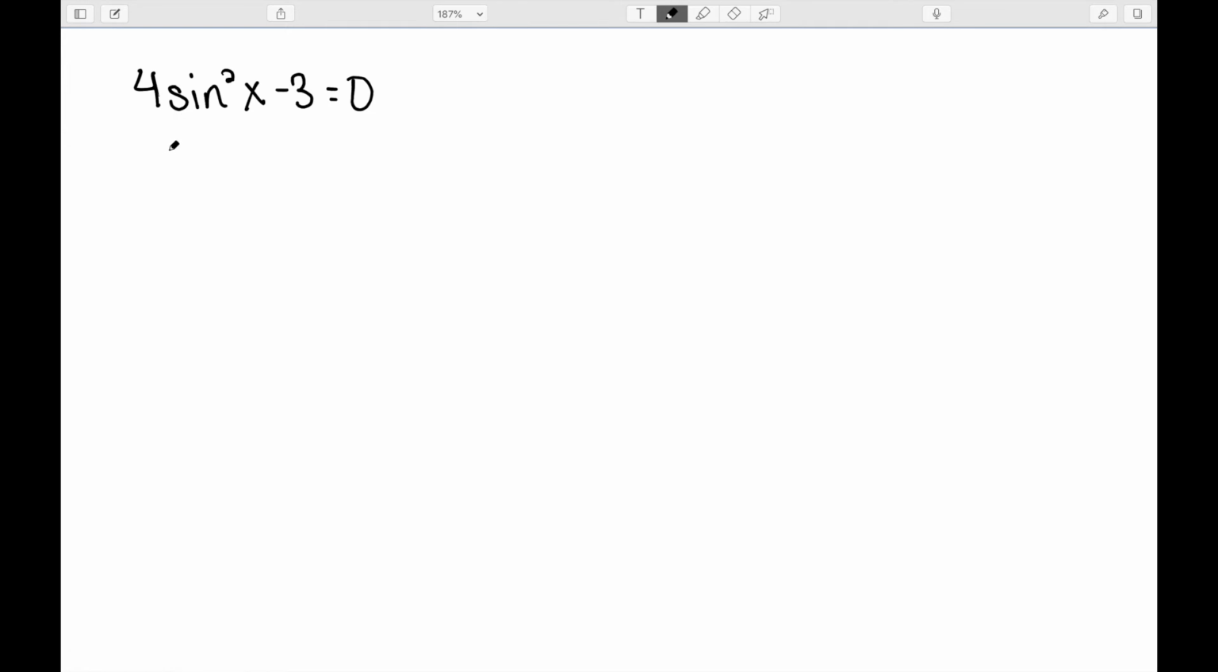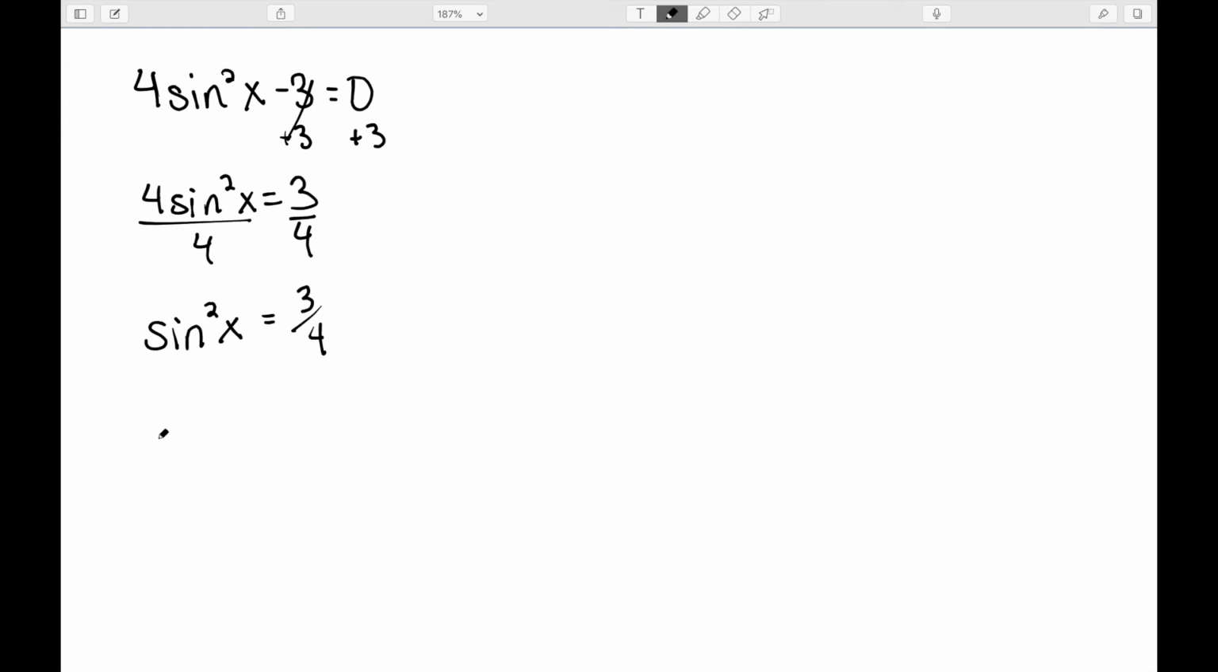Next, I'm going to look at 4 sine squared x minus 3. Well, let's get the trig function by itself. So now I have 4 sine squared x equal to 3. Divide both sides by 4. And sine squared of x is equal to 3 over 4. We can take the square root of both sides, but we have to remember that when we take the square root, we take plus or minus. So I have plus or minus the square root of 3 over the square root of 4, which is 2.